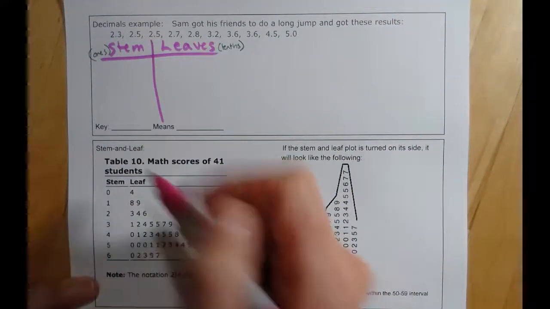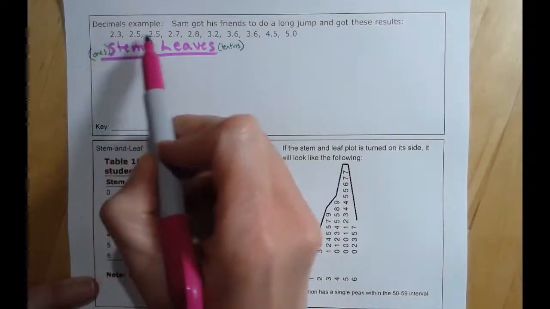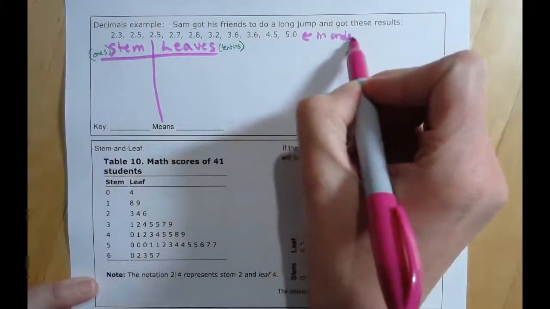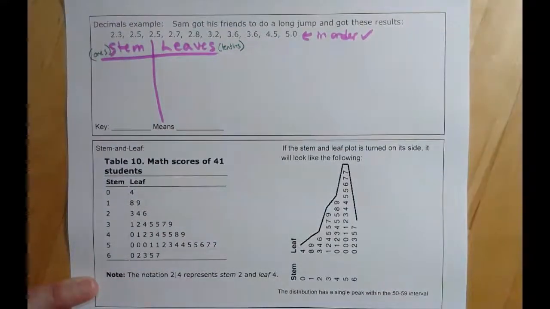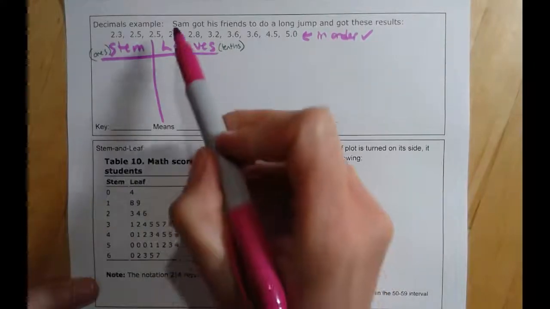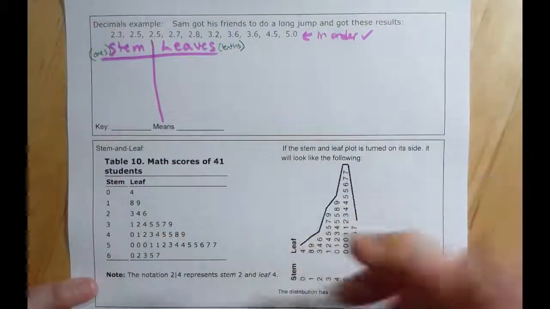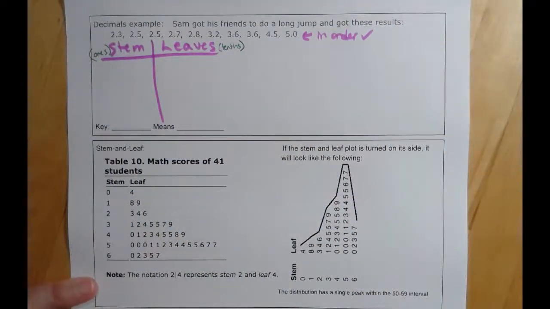So first, let's go ahead and check that all our data points are in order. So great, I'm actually going to write in order check, just to kind of say I did make sure I did that. And we're going to go ahead and actually make our own stem and leaf plot given this data. This is data that Sam got his friends to do a long jump, and he got these results. And actually, it doesn't even say what units he got.